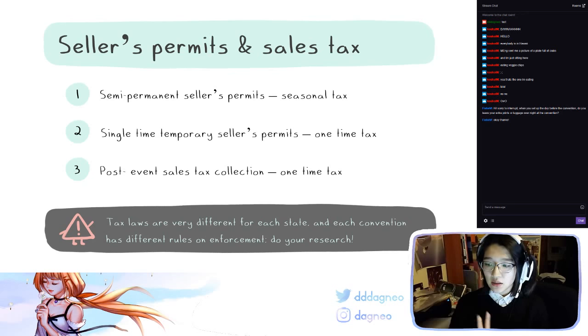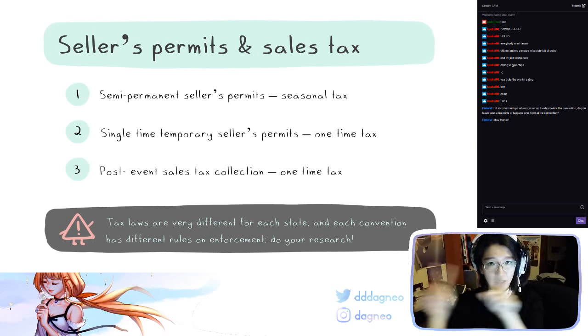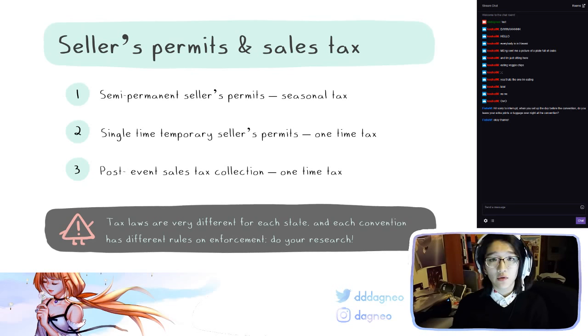The second tax method is a single time temporary seller's permit. So this is a one-time tax. You tell the state, hey, I'm going to be selling for this duration of time at this one place, and after that I will give you the money. California does this. You basically fill out a form beforehand and get some kind of seller's permit. It's like a one-time sheet of paper. And after that, you go back to the system and say, okay, I made this much money, and here's the tax for it.